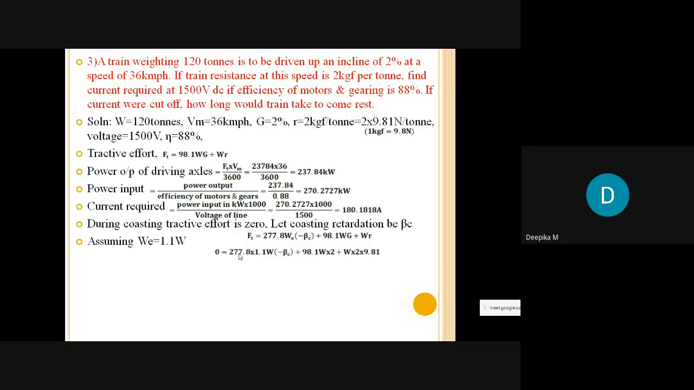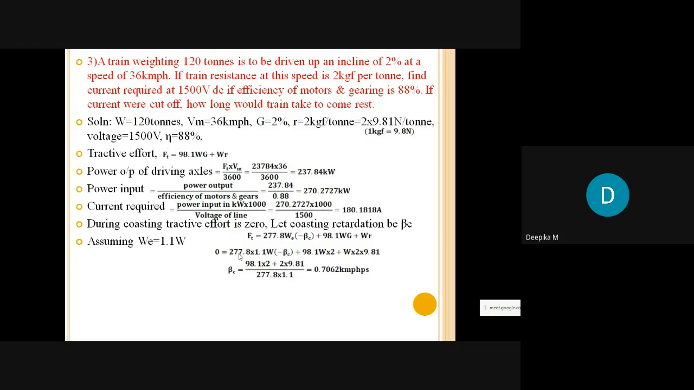So let us substitute. Ft is 0 and we have to calculate beta c. So why are we doing these steps? Because we have to calculate the time t3. So time t3 is nothing but what? It is nothing but speed divided by beta c. Hence we are calculating this beta c value.